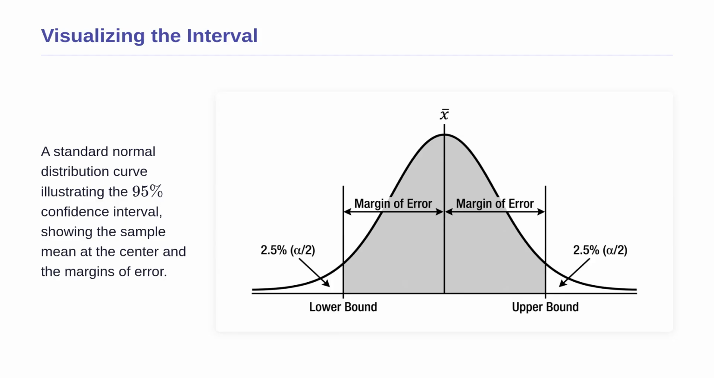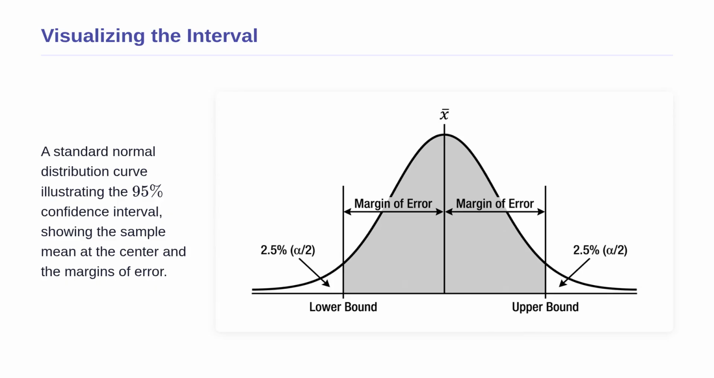To truly cement this concept, let us look at it visually. Here you see a standard normal distribution bell curve. Right in the center is our sample mean, representing our best estimate. Extending outwards to the left and right are the margins of error, which establish our lower and upper bounds. The large shaded area in the middle represents our 95% confidence level.